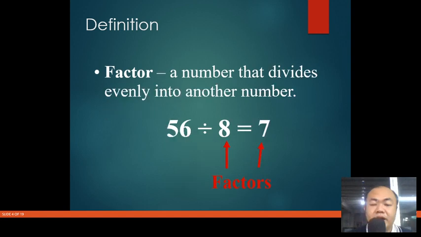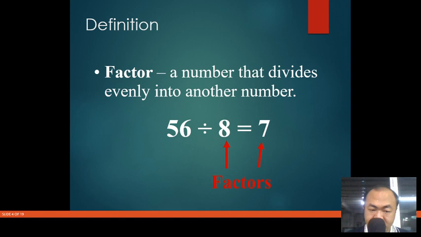Again, a factor is a number that divides evenly into another number. If you have this form, 56 divided by 8 equals 7. The product is still 56 because product means the result of multiplication of two numbers. 8 multiplied by 7, you will get 56. So 8 and 7 are still the factors of 56.